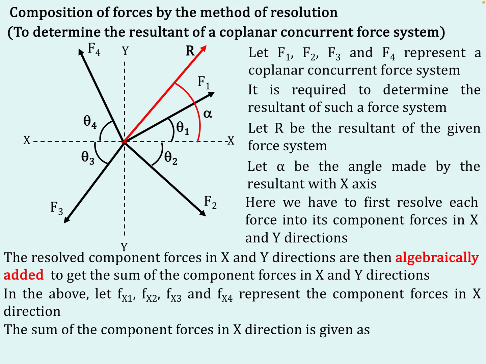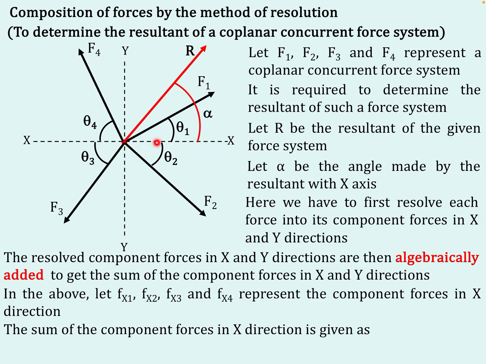Now the sum of component forces in the x direction. Now if you see here, we can resolve F1 into its x component, which will be to the right here, which is nothing but F1 cos theta 1. Similarly, the x component of F2 is Fx2, which is nothing but F2 cos theta 2. Fx3 is nothing but F3 cos theta 3. Fx4 is nothing but F4 cos theta 4.